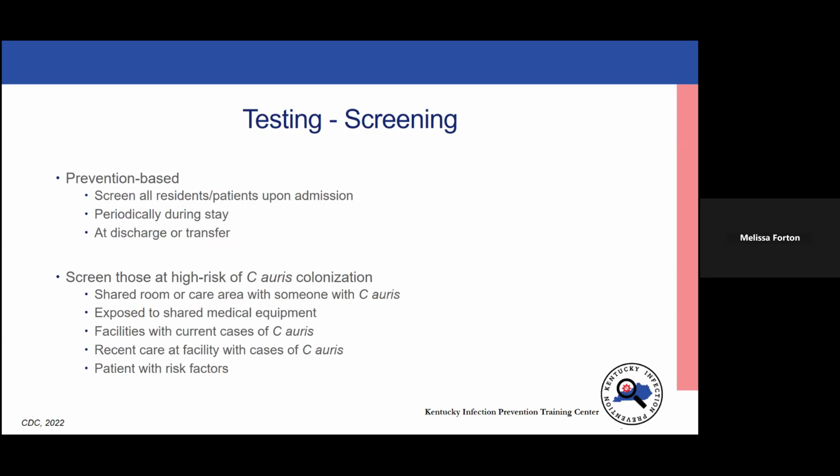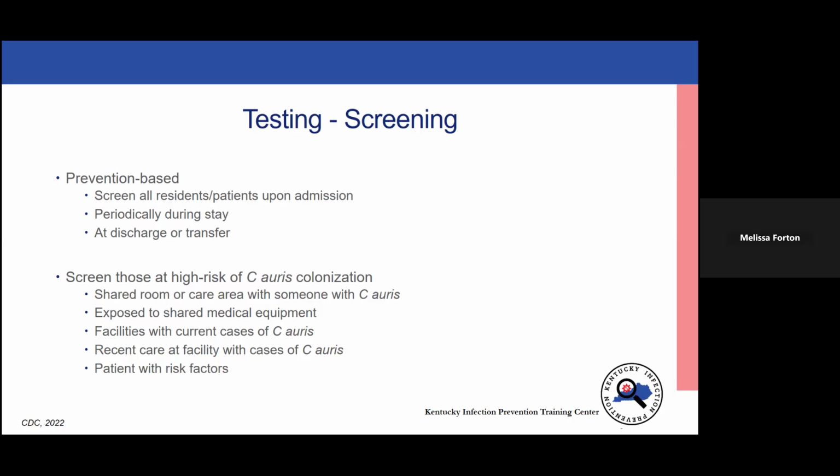And when you think about testing and screening, you have to decide how you're going to do that. What does that look like? So you can have prevention-based screenings, and this would include something like screening every patient or resident when they're admitted, testing them periodically during their stay, and any discharge or transfer you'd want to test. Or you can screen those that just have high risk of colonization. So those would be people who had been exposed to shared medical equipment with a patient who had CRS, facilities that have current cases of CRS, patients that have risk factors, or someone that has shared a room or care area with someone with CRS.